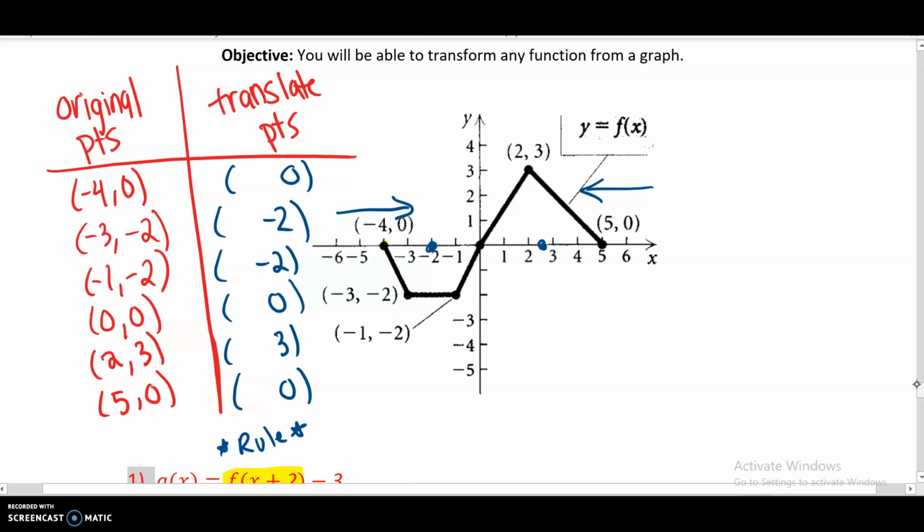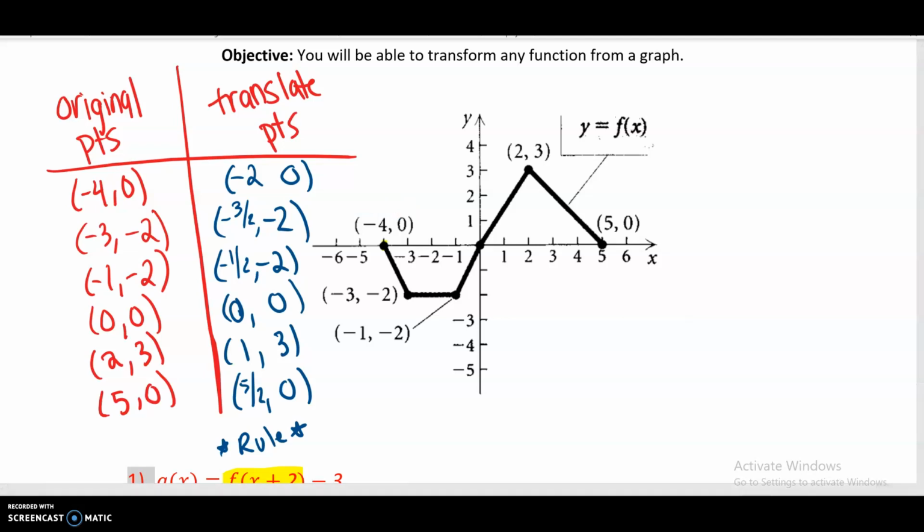So -4 divided by 2 would be -2. -3 divided by 2, yeah, it would be -3/2. That's okay. And this would be -1/2. Fractions never hurt anybody. Luckily, when you divide 0, it stays 0. 2 divided by 2 is 1. And 5 divided by 2 is 5/2. Again, fractions are okay. Most numbers in this world aren't whole numbers or integers.